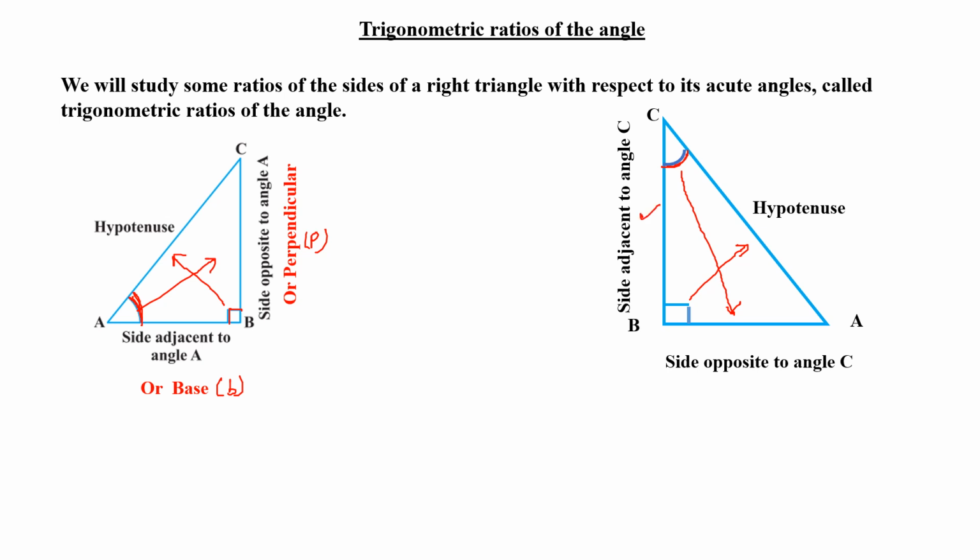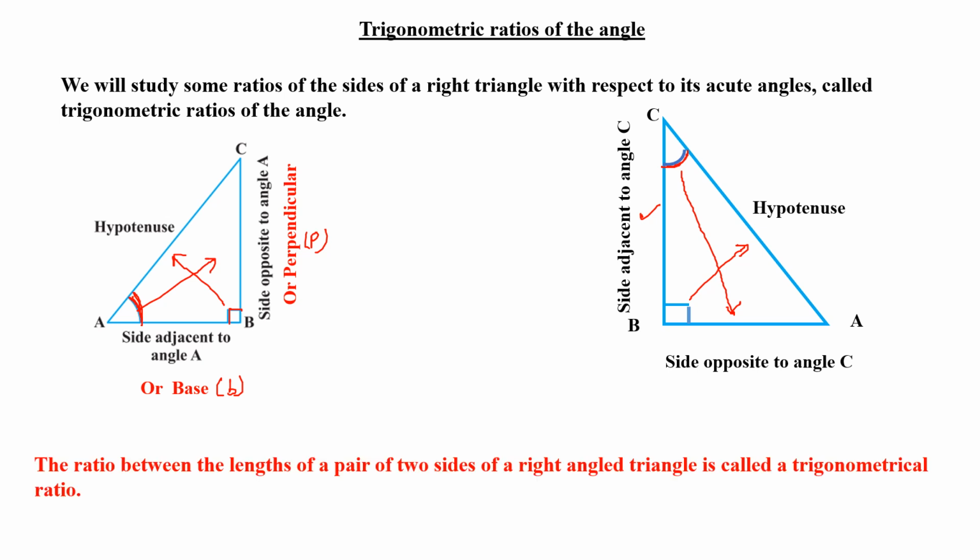Now we are going to use these concepts to find the trigonometric ratios. The ratio between the lengths of a pair of two sides of a right angle triangle is called the trigonometric ratio. There are 6 trigonometric ratios, and we are going to do them one by one.